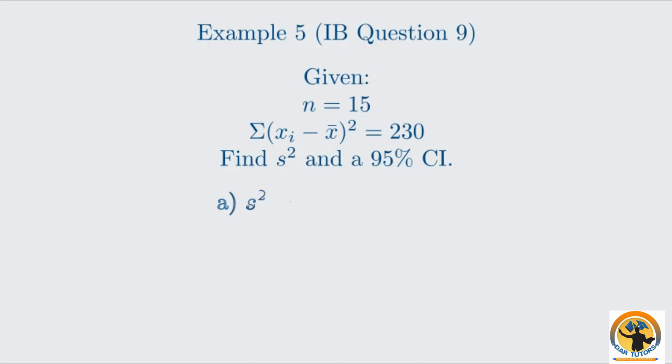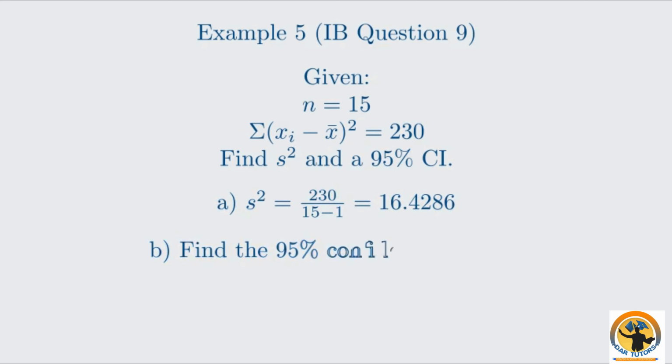Part A asks for the sample variance. That is s squared, which is 16.4286. Part B asks for a k% confidence interval. Let's find the 95% confidence interval.